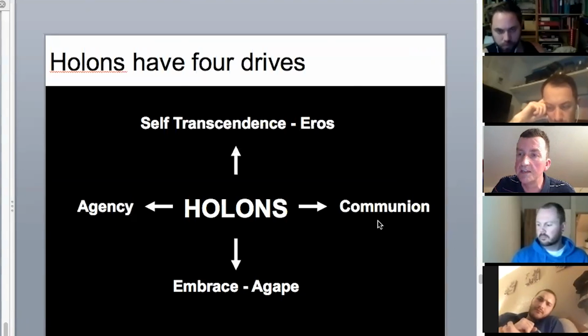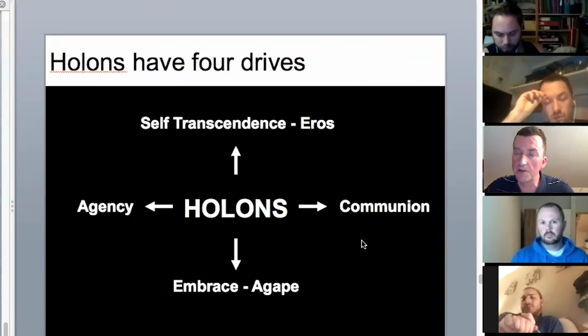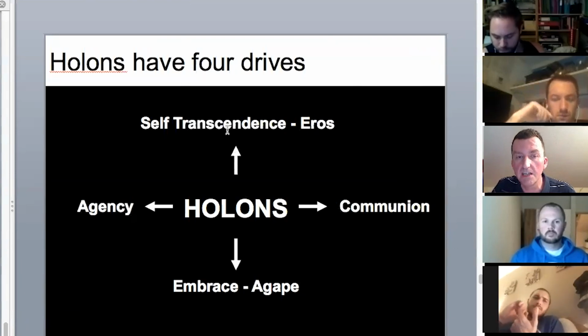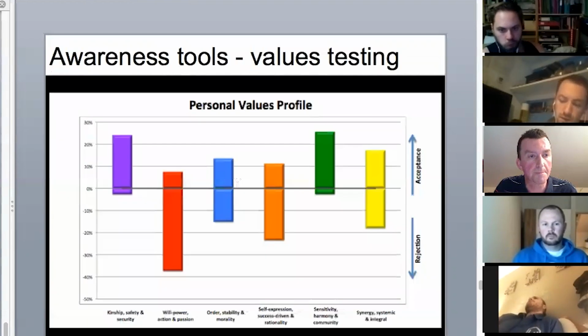You see green has a massive overdrive towards communion. It's all about creating a greater and greater whole. It's a bit like the EU, and it needs to break through that. It needs to bring in more of this eros drive, this agency and autonomy, to break through that. And that's where you get this horizontal level, vertical level, horizontal, vertical, this movement up and through.